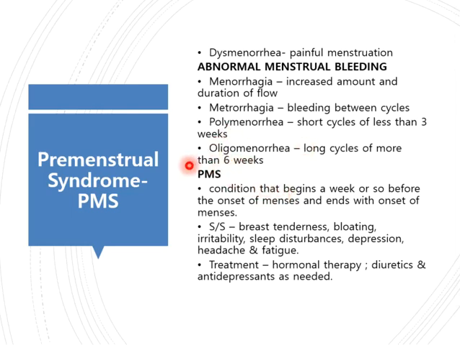What is PMS, premenstrual syndrome? It is a condition which begins a week or so before the onset of menses and ends with the onset of menses. What are the signs and symptoms? That will be breast tenderness, bloating, irritability, sleep disturbances, depression, headache, and fatigue. The treatment generally is hormonal therapy, diuretics, and antidepressants if the symptoms are very severe.